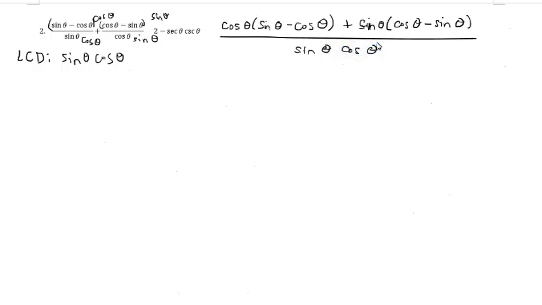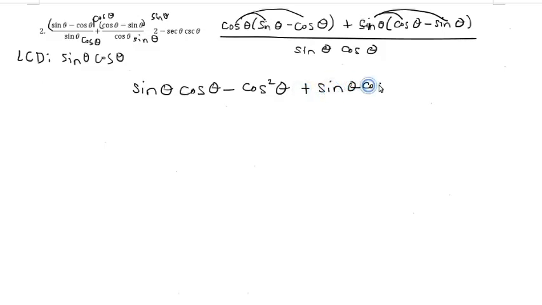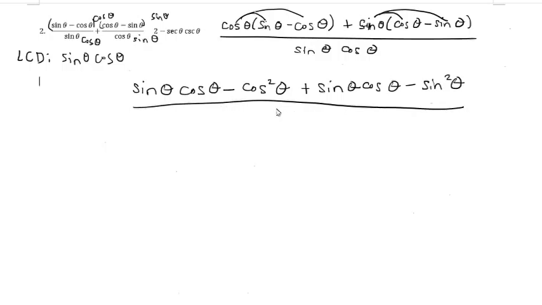Okay, so we have them under one common denominator. Now we're going to distribute this guy. Do the distributive property. So we're going to have sine theta cosine theta minus cosine squared plus sine theta cosine theta minus sine squared. Of course, all over sine cosine.